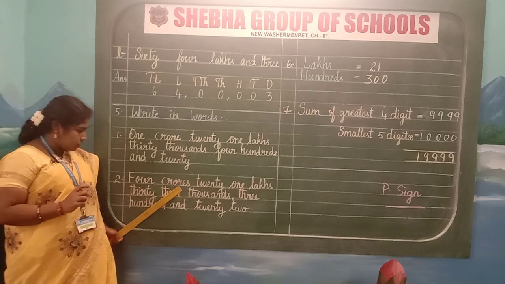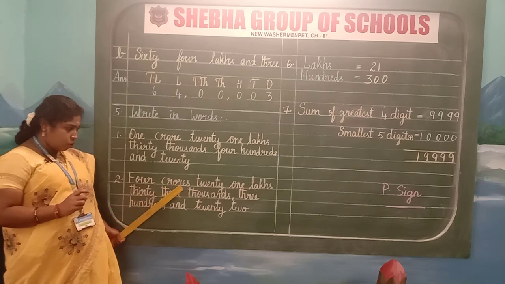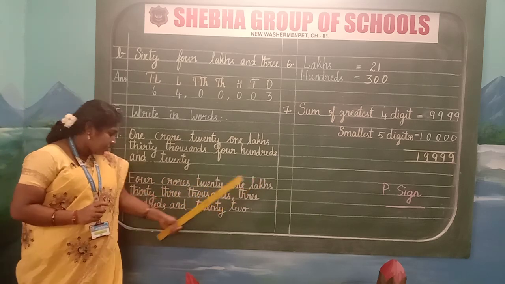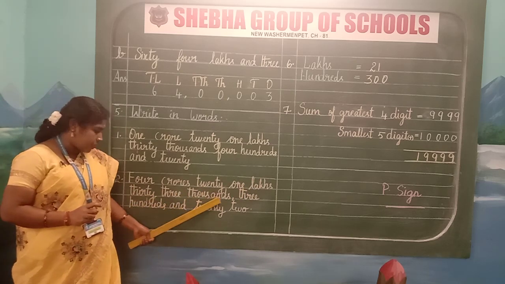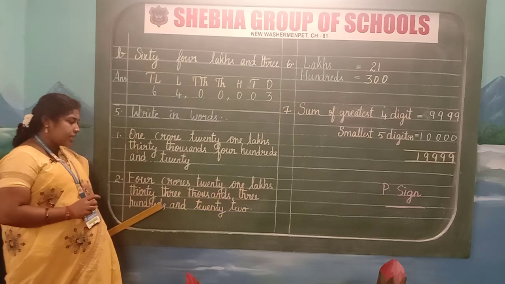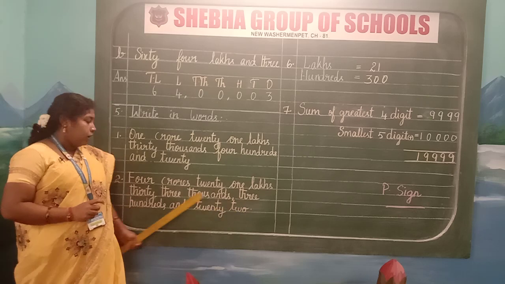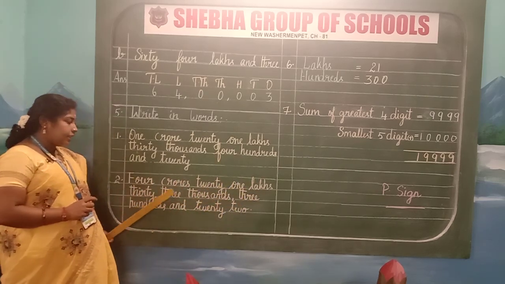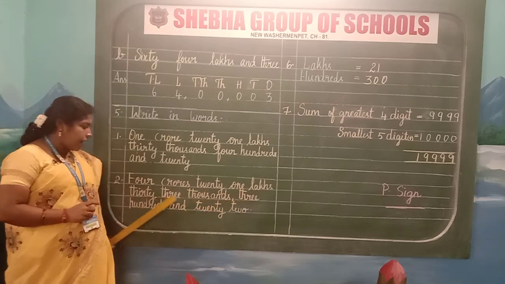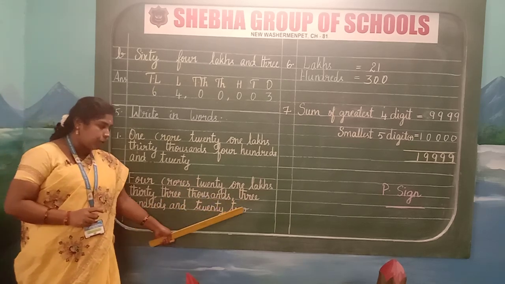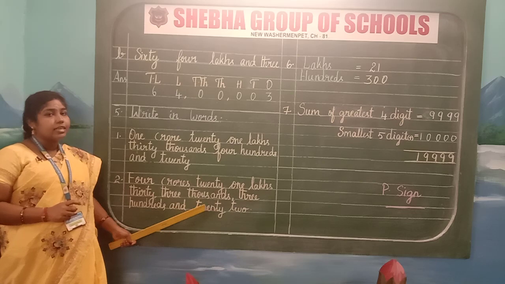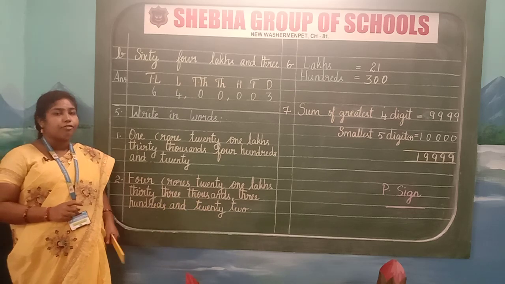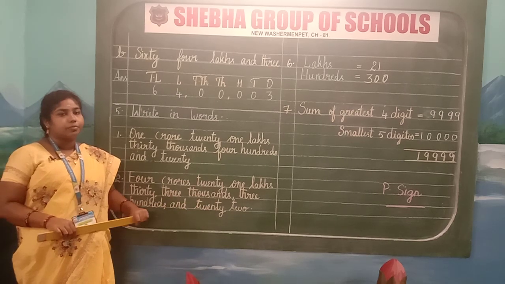Write the serial number 2 in the margin. 4 crores, 21 lakhs, 33,322. Again repeating, 4 crores, 21 lakhs, 33,322. After completing this, you may draw a line. Now take a fresh page, children.